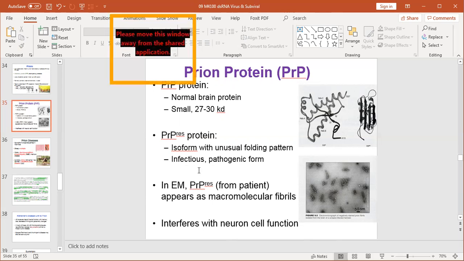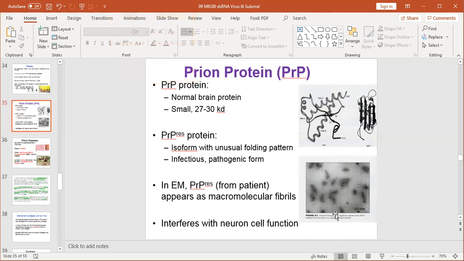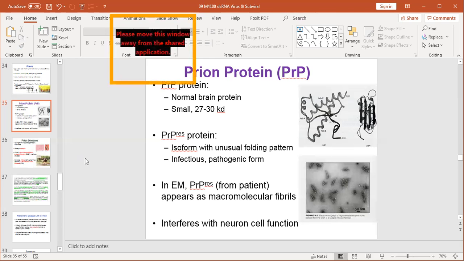Using electron microscopy, if we look at those proteins that are resistant to the enzyme, derived from the brain of patients, we see those proteins as macromolecular fibers. They look like fibers, and what will happen? Since they're in the brain, they interfere with the normal function of the neurons, or brain cells, or nerve cells.